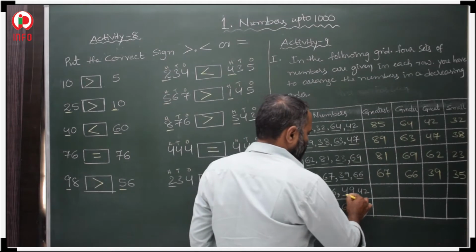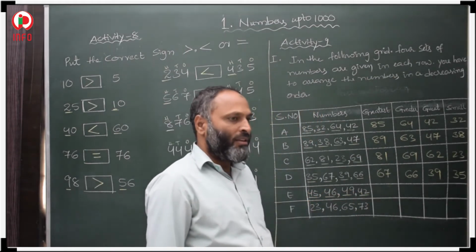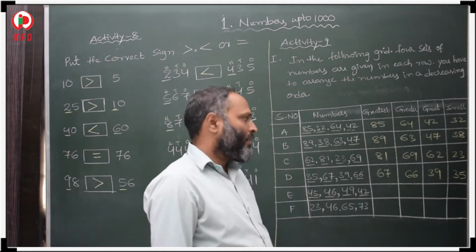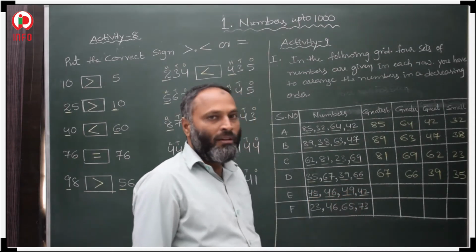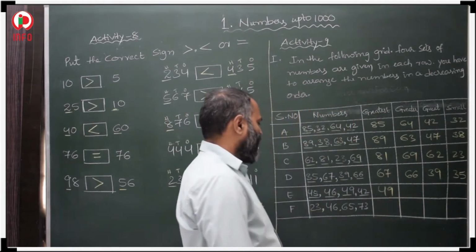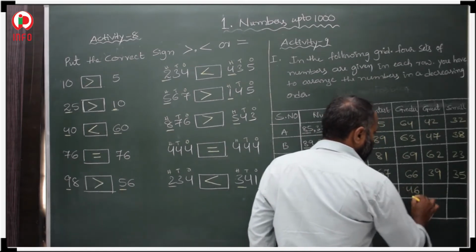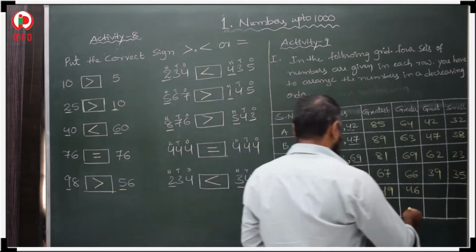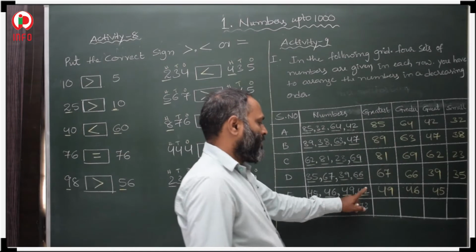In the next set, in all the tens places 4 is there. To decide which one is bigger, we have to check the ones place: 45, 46, 49, 42. 9 is bigger, so we take 49 first. After 49 comes 46, where 6 is bigger, that is greater. Then the great number, a little bit smaller than this, is 45. And the small number, very small, is 42.